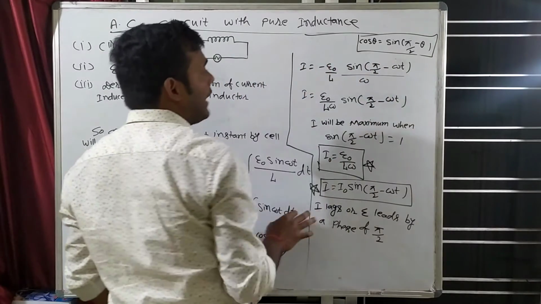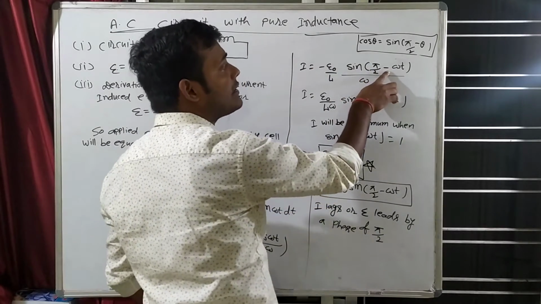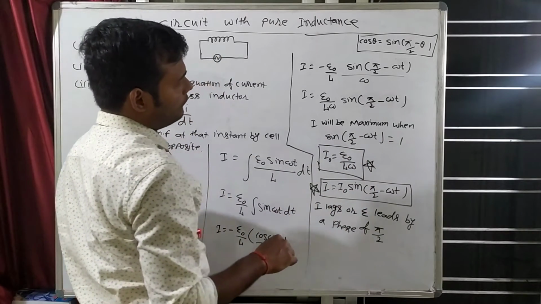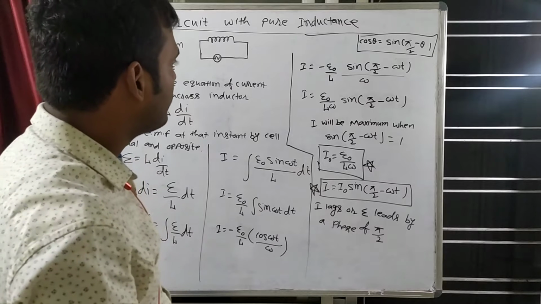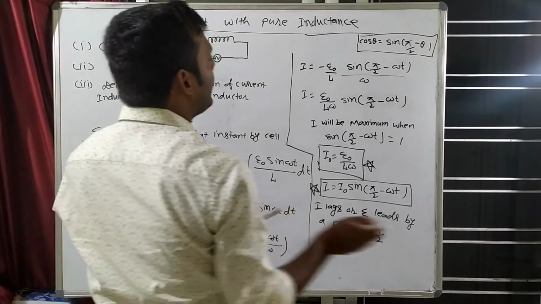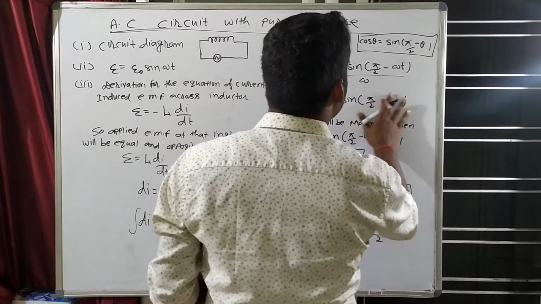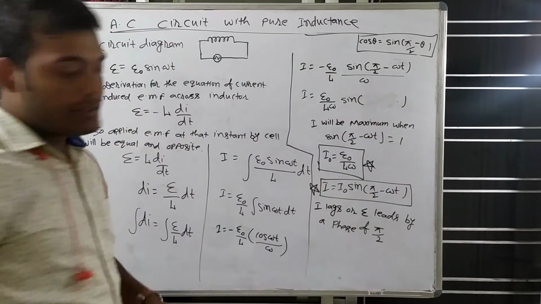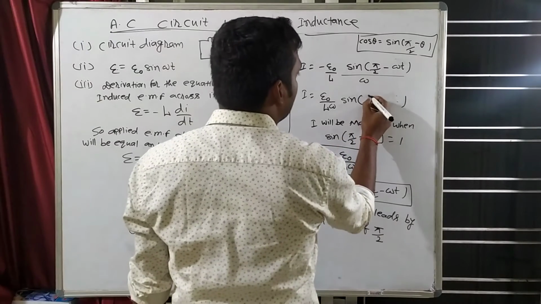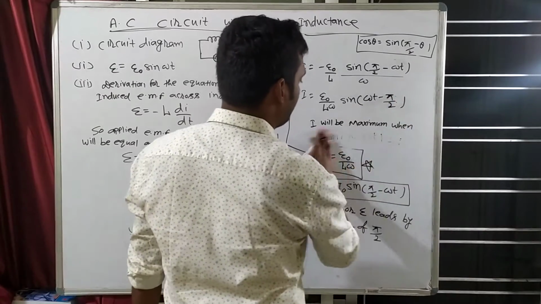Now this minus will go inside. When I take it inside, this one will be minus pi by 2, and this minus into minus will become plus omega t. So this one will be E naught by L, and this one will become sin omega t minus pi by 2. Sorry, this one will be sin omega t minus pi by 2.